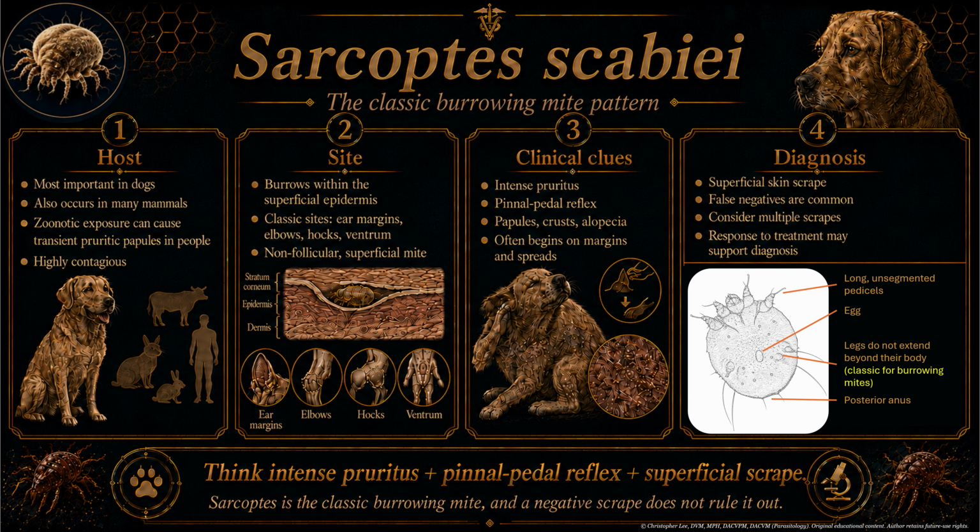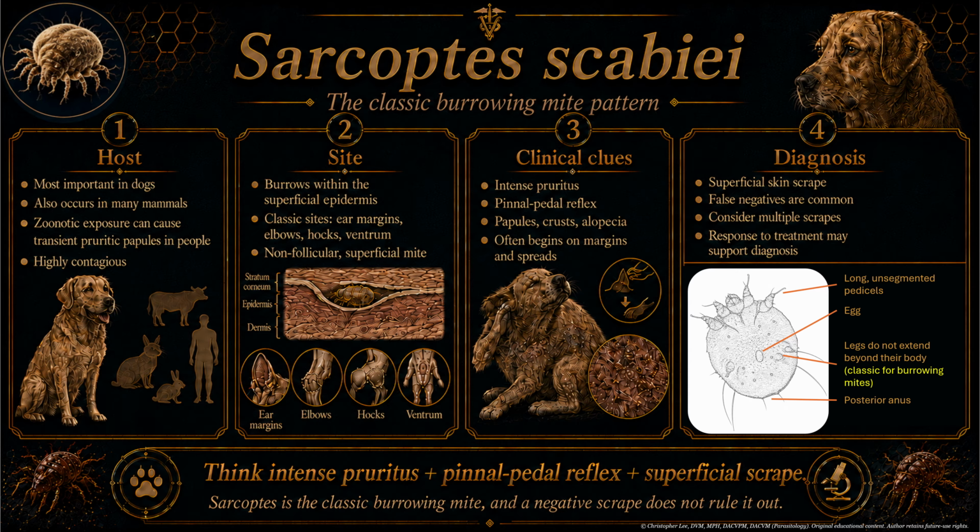Diagnosis involves broad skin scrapings from multiple, preferably non-excoriated sites, collecting the superficial epidermis. False negatives are common, so a negative scraping does not exclude sarcoptic mange. Absence of evidence is not evidence of absence. Combine microscopy with lesion distribution, exposure history, clinical suspicion, and the response to appropriate treatment.